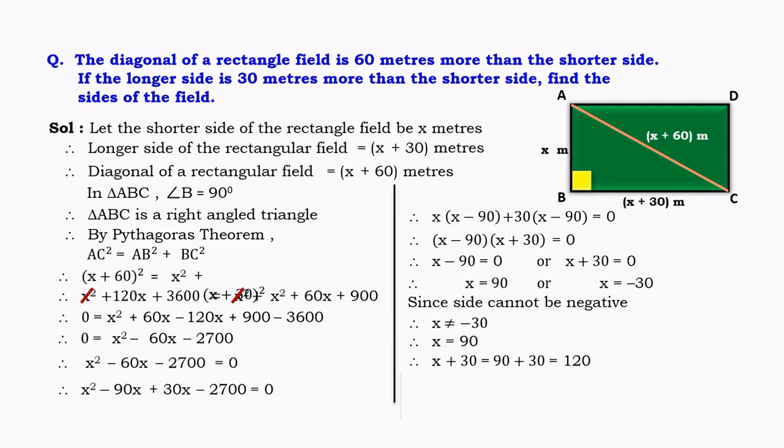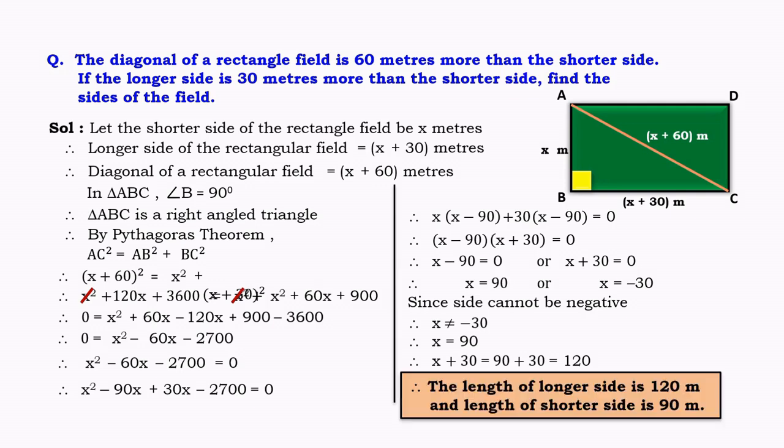The longer side is x plus 30. Substituting the value of x, 90 plus 30 equals 120. Therefore, the dimensions of the rectangular field are: shorter side equals 90 meters and longer side equals 120 meters. So, the required sides of the rectangular field are 90 meters and 120 meters.